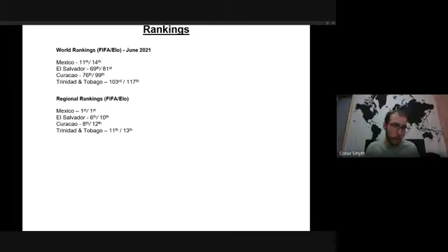I'll go through it. So Mexico, unsurprisingly, are the top ranked CONCACAF team in both systems. El Salvador are sixth according to FIFA and the 10th best CONCACAF team according to ELO. Curacao are just below at 8th and 12th, so 2 places below in both systems. And then Trinidad are 11th and 13th in FIFA and ELO in the region. So where the teams are seated in the group reflects their regional rankings.